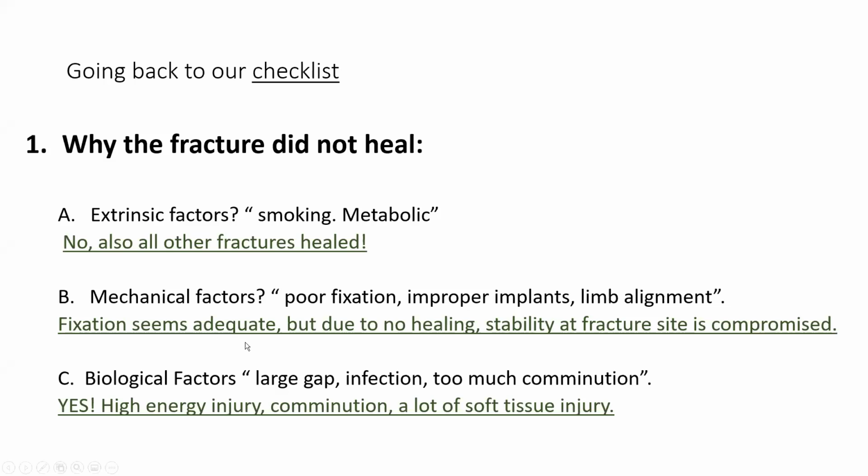Biological factors: is there a gap, infection, or too much comminution? Yes, actually, this patient had a pure biological issue, plus or minus stability, of course, always. But this is a high energy trauma.